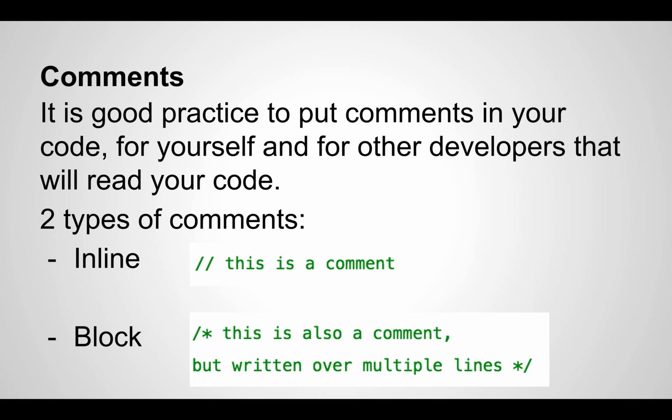You have the inline comment. It's two slashes, and it will be written in green color, okay? And then you have the block comment that starts with a slash star and ends with a star slash, okay? So this is also a comment, but the difference between the block and the inline is that the inline can obviously be only on one line, and the block can be on as many lines as you want. Here it's only on 2 lines, but you can write it on 100 lines if you want to, as long as it starts with the slash star and ends with the star slash.